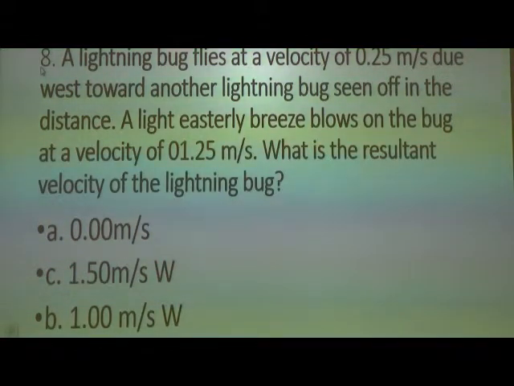Alright, number 8. A lightning bug flies at a velocity of 0.25 meters per second due west towards another lightning bug seen off in the distance. A light easterly breeze blows on the bug at a velocity of 1.25 meters per second. What is the resultant velocity of the lightning bug? So those are the possible answers.